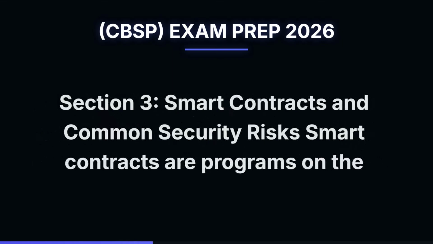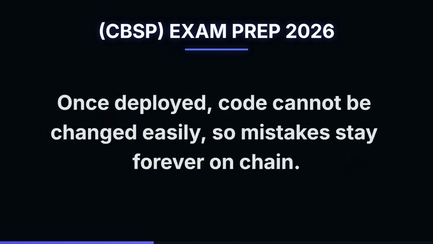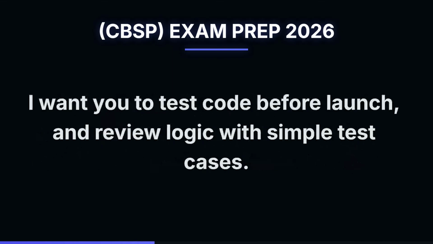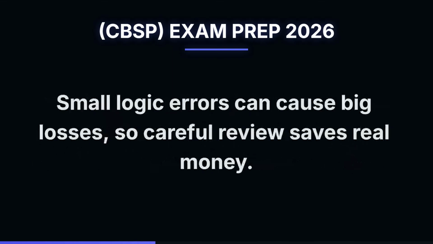Section 3. Smart contracts and common security risks. Smart contracts are programs on the blockchain, and they run exactly as written. Once deployed, code cannot be changed easily, so mistakes stay forever on-chain. I want you to test code before launch, and review logic with simple test cases. Small logic errors can cause big losses, so careful review saves real money.